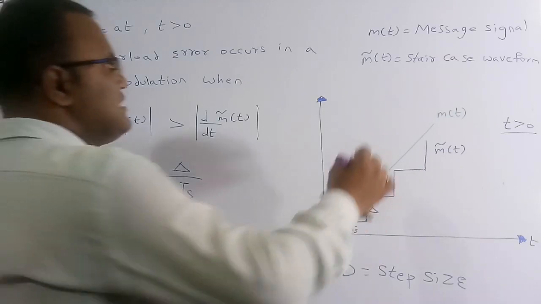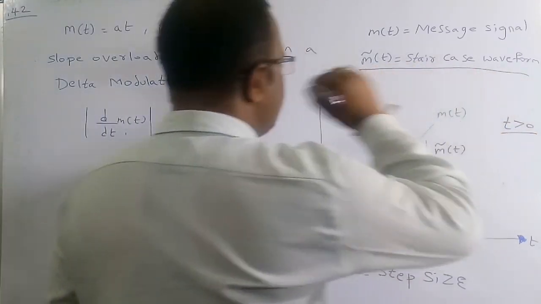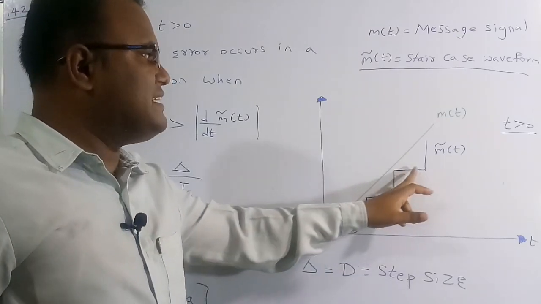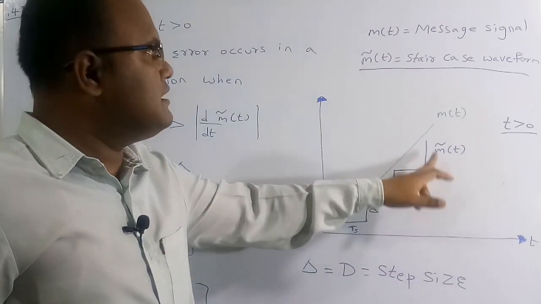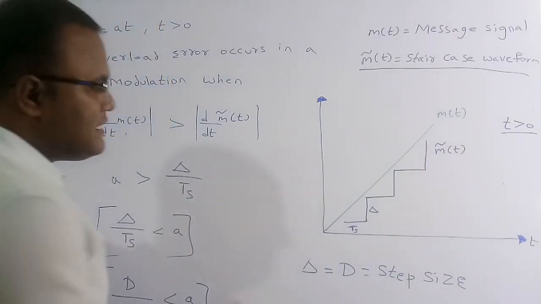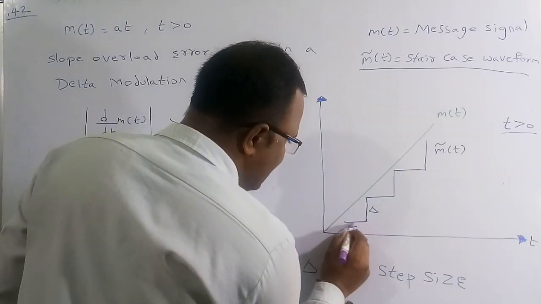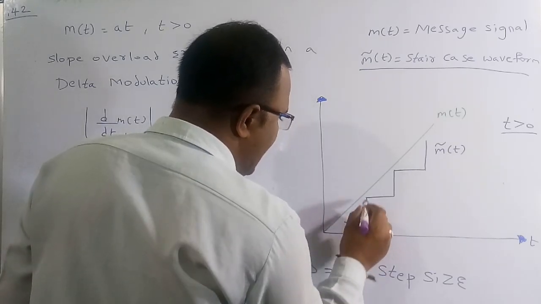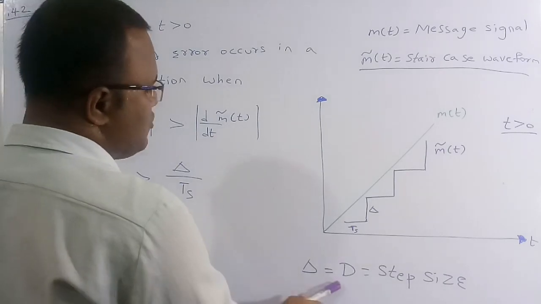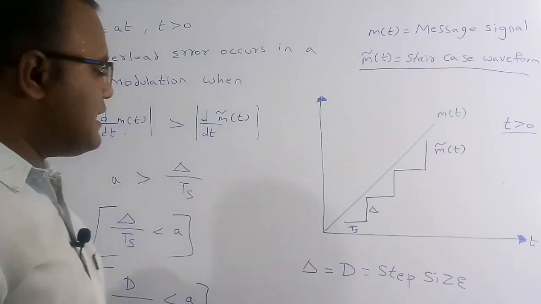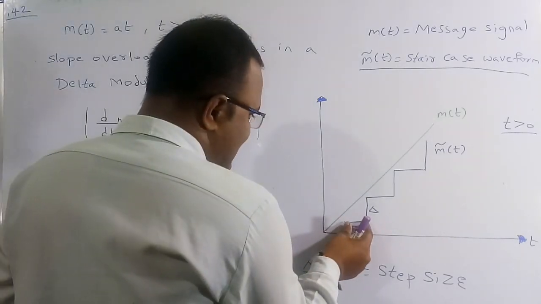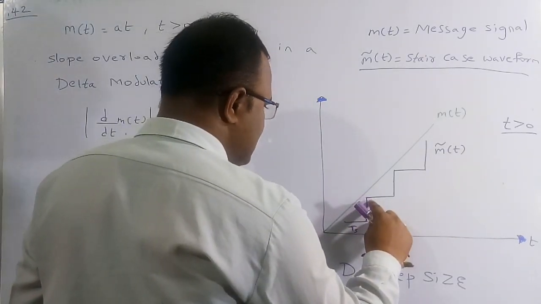The staircase waveform is always what is generated in delta modulation, and it is called m cap of t. Here the small width is called Ts and the small height is called the step size. In some textbooks they use delta, and we can replace delta with d, which is called the step size. So this small length is Ts and this height is delta.